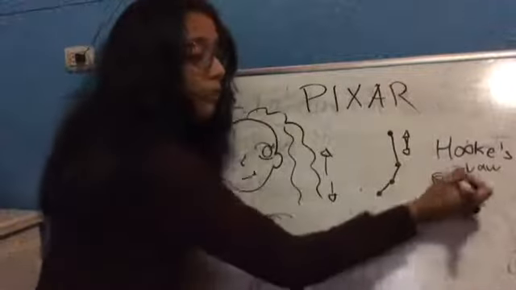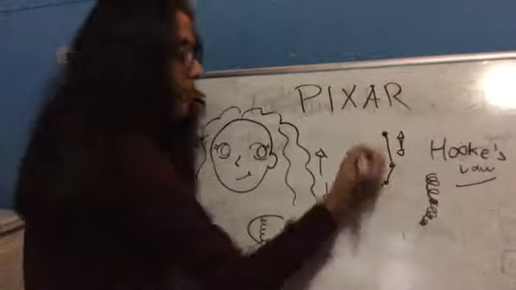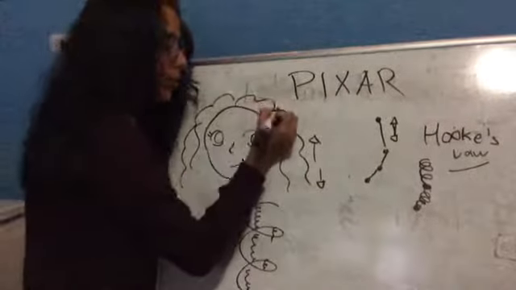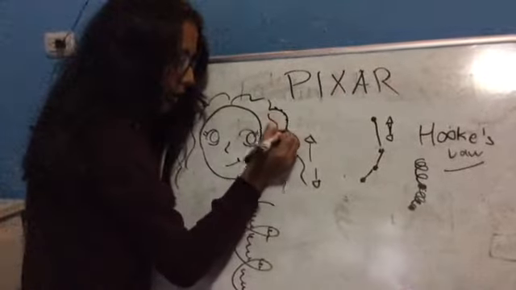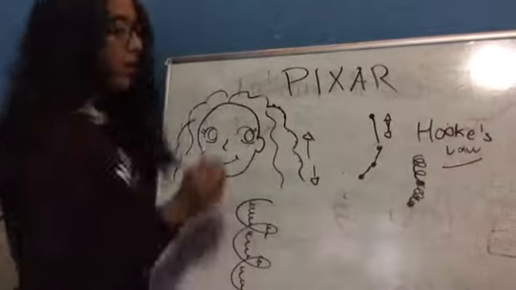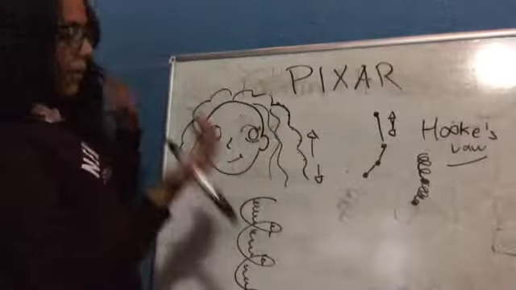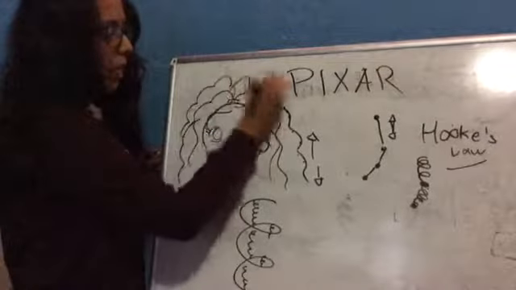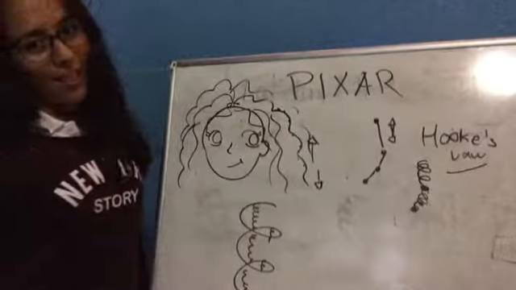So we use two types of springs, one inside of another, connected to each other like this. That way the hair is going to look realistic and is going to give more personality to the character.